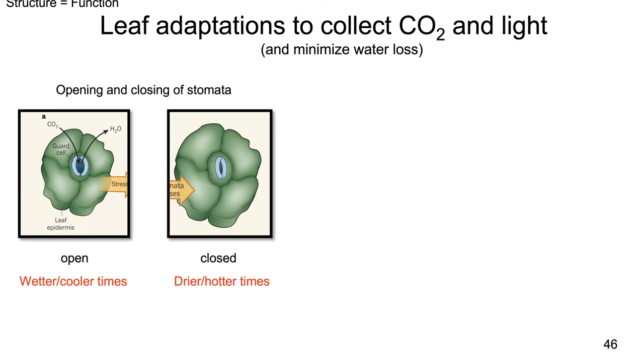So this whole idea of structure and function and leaf adaptations to collect CO2 and light, but also minimize water loss. One thing that they can do is regulate the opening and closing of stomata. Remember, CO2 is getting in through the stomata, water is leaving through the stomata. So typically at wetter and cooler times of either the year or the day, the stomata tend to be open. And at hotter and drier times of the year or day, the stomata tend to be closed.